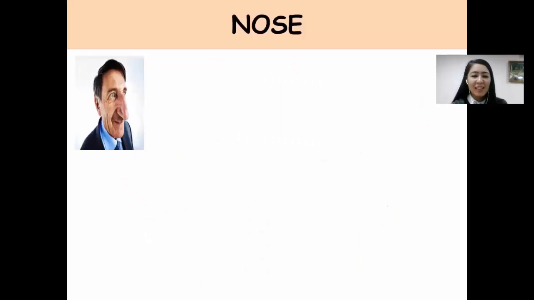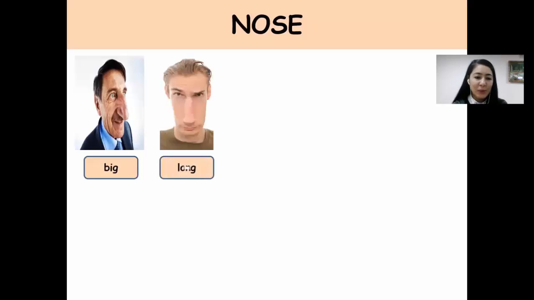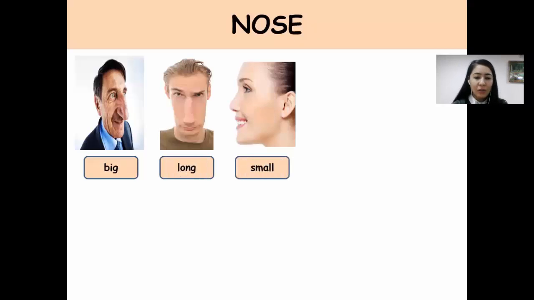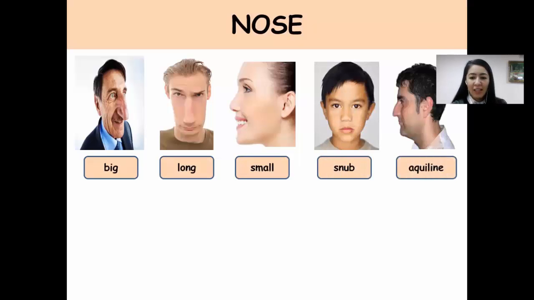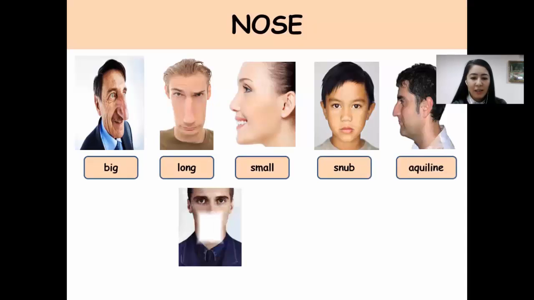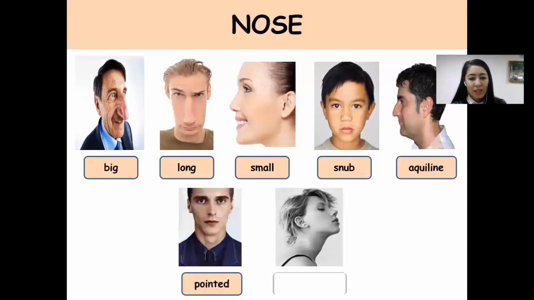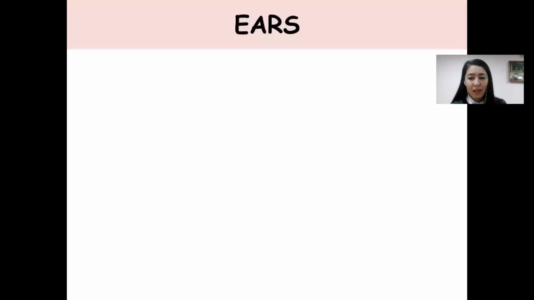Okay, so let's talk about nose. What kind of nose do you know? We have got a big nose, long nose, small nose, snub nose, and it can be an aquiline nose, or it can be pointed, turned up, and others.